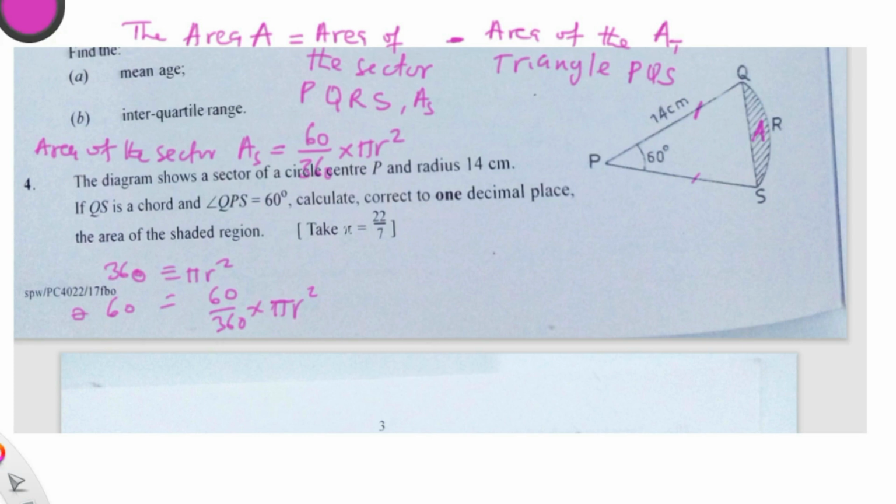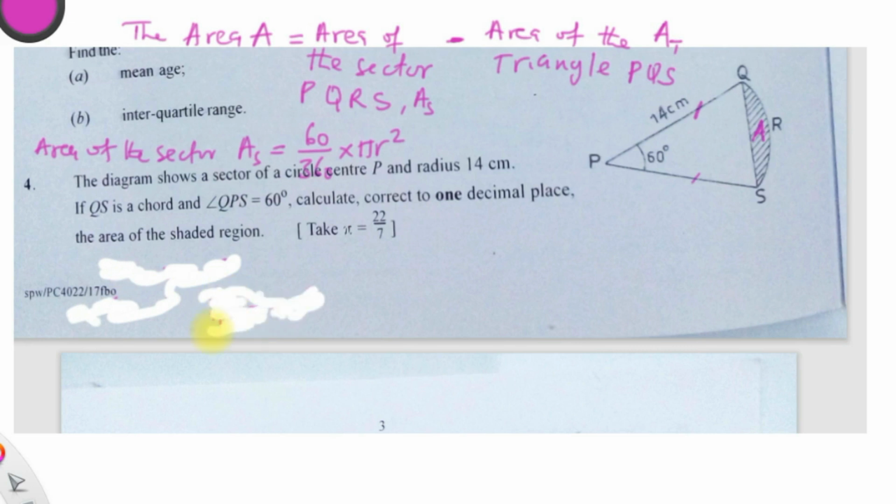Thank you. So let us continue. Let me clean this. Okay, let us continue quickly. Fine. So it means AS is what I've written over there: 60 over 360 times pi r squared. So 60 over 360, the 0 cancels the 0, and 6 goes into 6 once.